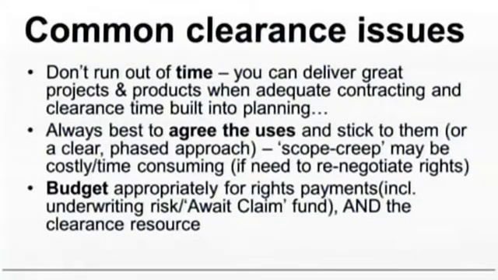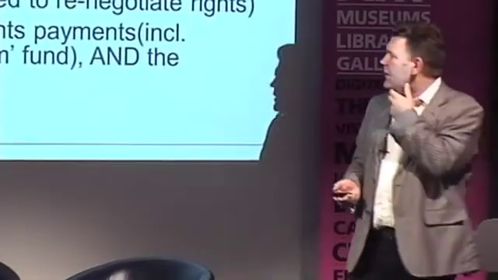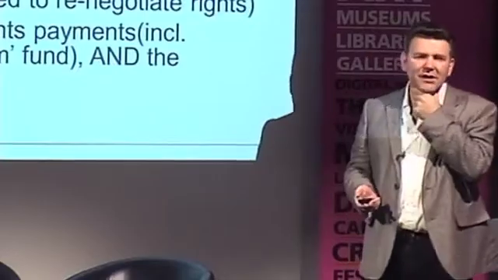Budget appropriately, not only for the rights payments, and as I've said, some of them are really expensive, but also including underwriting the risk if you can't find people, or an await claim fund, as we call it. So you've made strenuous efforts to find a rights holder, you can't find them, just put some money aside to make sure that if they put their hand up and come out of the woodwork, you can pay them.